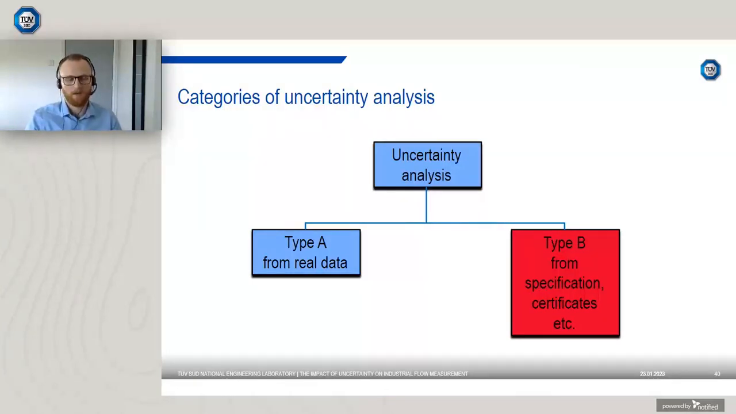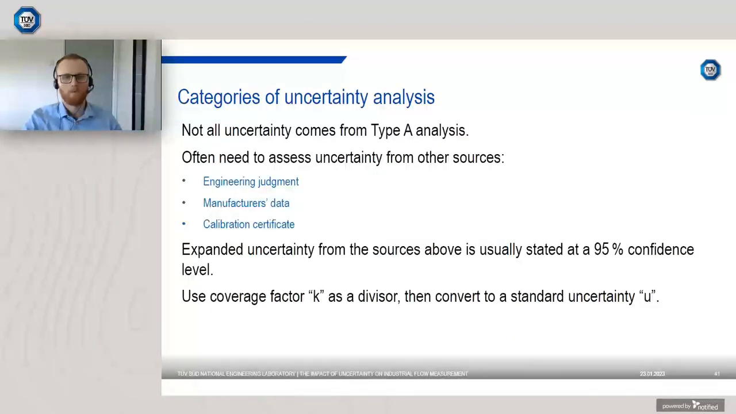So now we spoke about type A analysis, which is essentially using data you have available to characterise the spread of data, and then subsequently using that spread of data to determine uncertainty values in the data or for a given parameter. Sometimes you might not have that information available to you. You don't have a raft of data available to determine uncertainty. So this is where type B comes in. As it says here, not all uncertainty comes from type A analysis. You often need to assess uncertainty from other sources.